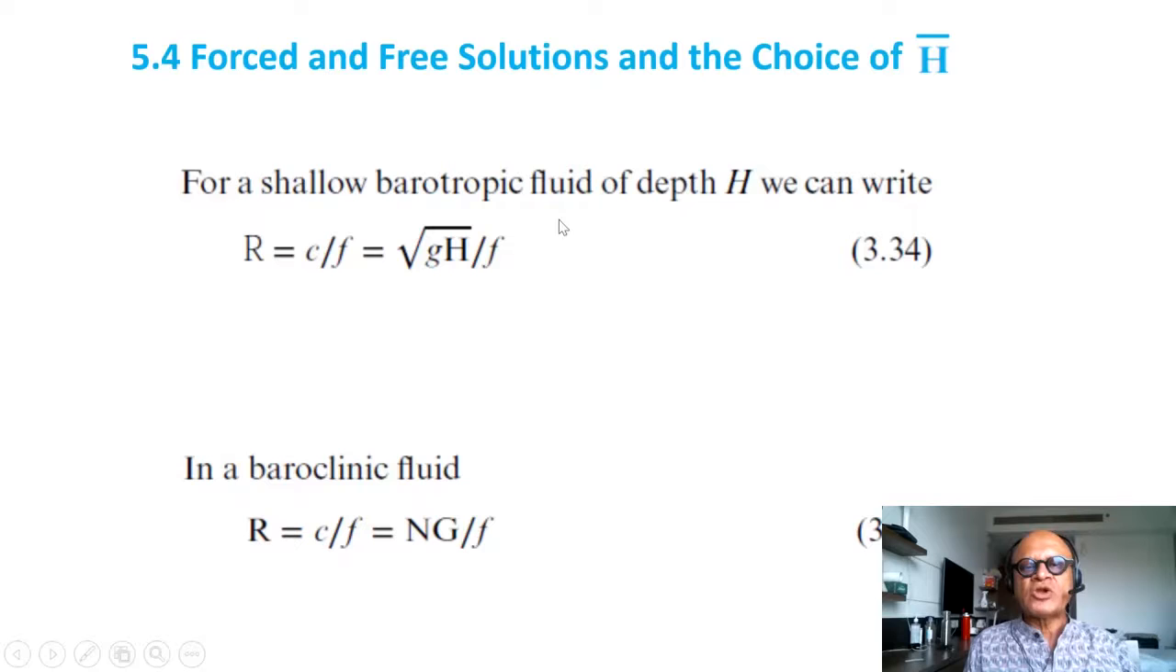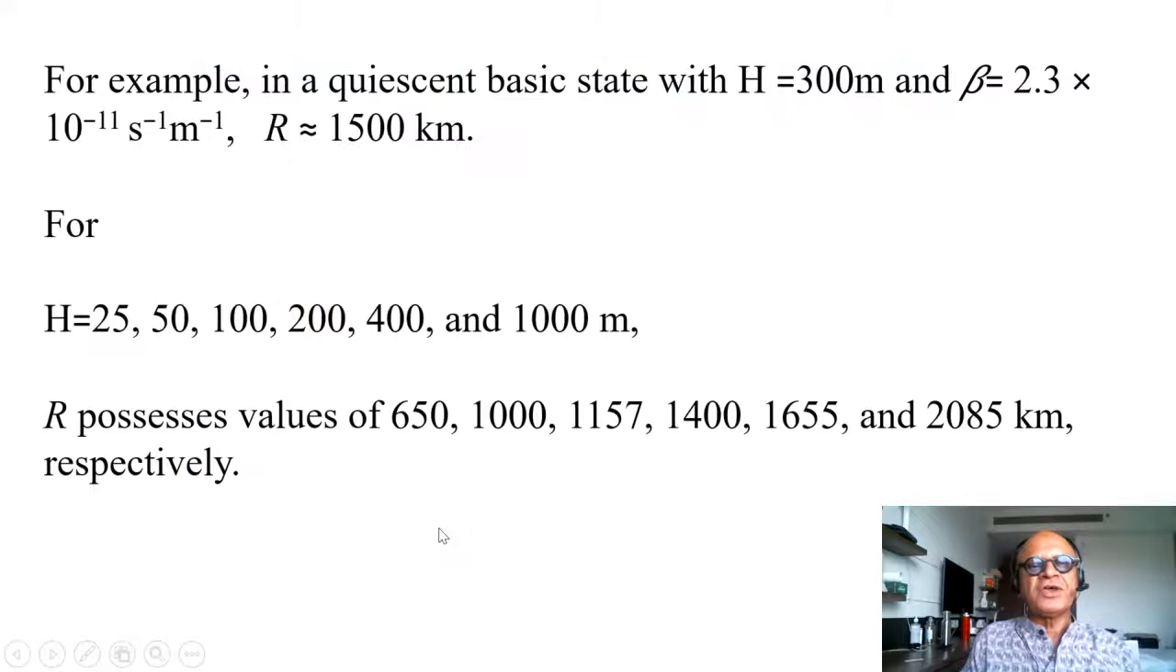For a shallow barotropic fluid of depth h, we can write the Rossby radius of deformation as c over f. No vertical structure, it's barotropic, so c in this case is simply square root of gh, the equivalent depth, divided by f, the Coriolis parameter. In a baroclinic fluid, we wrote that in terms of the Brunt-Vaisala frequency, which is related to the vertical structure, and the scale height divided by f, right? So there is the difference that we have already seen, that we have g in our set of equations.